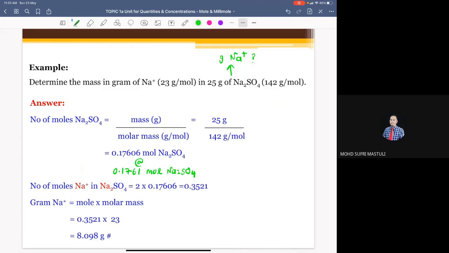So next, you have to calculate the mole number of sodium in sodium sulfate. Because there are two atoms of sodium in this sodium sulfate, the number of moles of sodium sulfate should be multiplied by 2. So you can obtain 0.3521 mole.